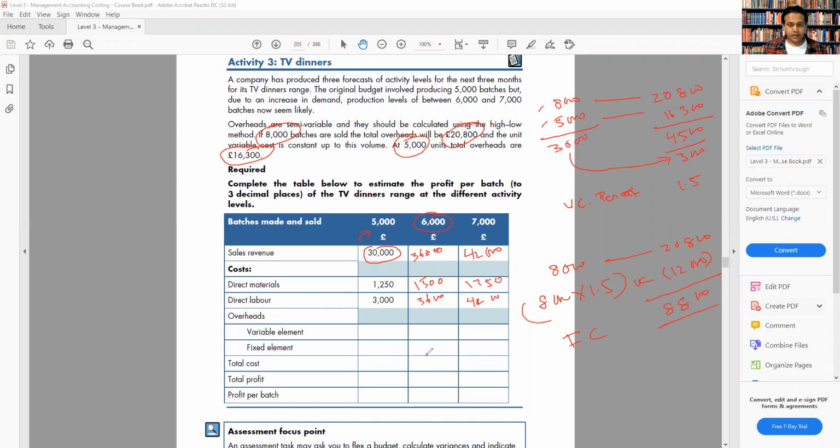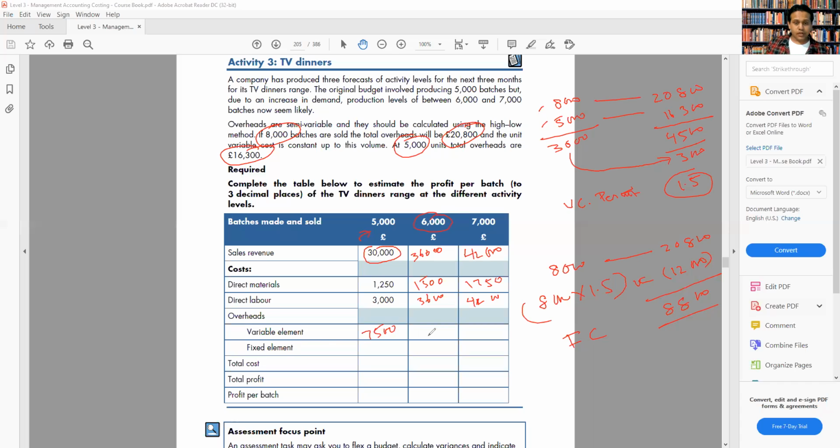Yeah, so we know our variable cost now. So variable cost is 1.5 per unit. So how much will be for the 5,000? Can we get the figure? So 5,000 times 1.5, that is 7,500.